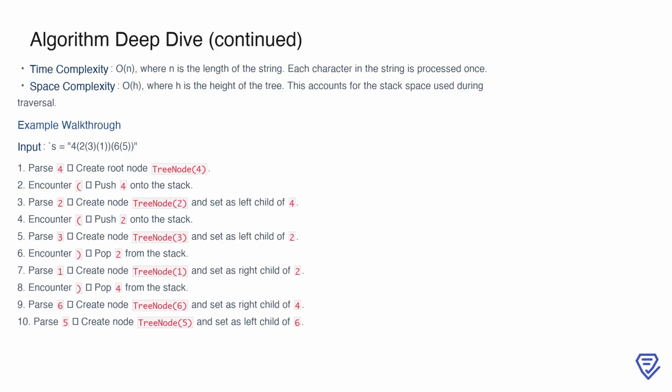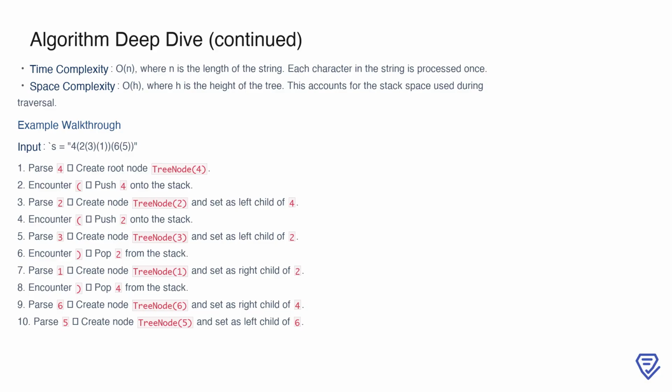To better understand these concepts, let's walk through an example with the input string 4, 2, 3, 1, 6, 5. First, we parse 4 and create the root node. Upon encountering an open parenthesis, we push 4 onto the stack. Then, we parse 2, create a node, and set it as the left child of 4. Another open parenthesis signals that we push 2 onto the stack. Parsing 3, we create a node and set it as the left child of 2.